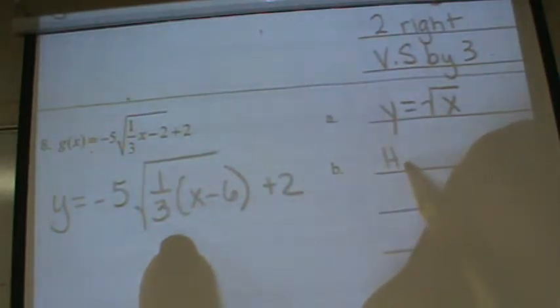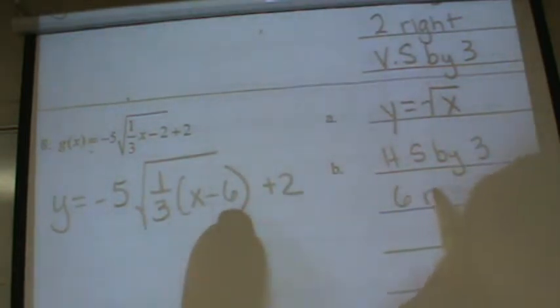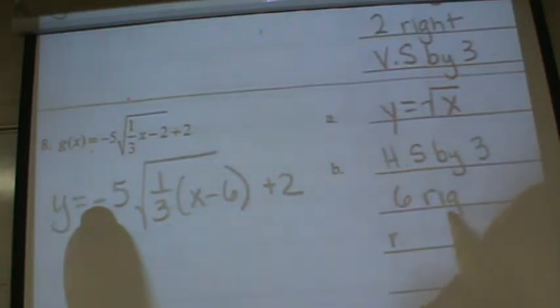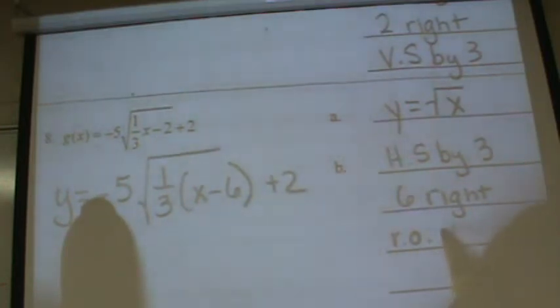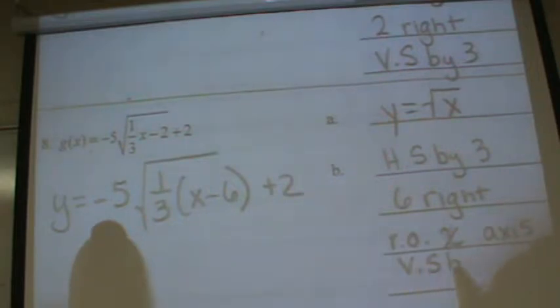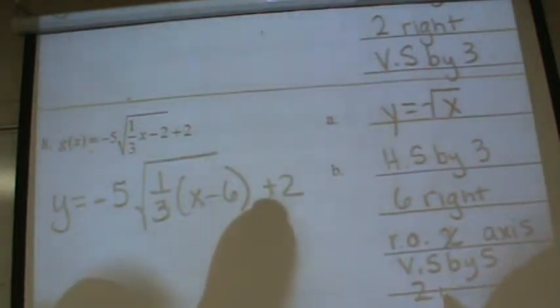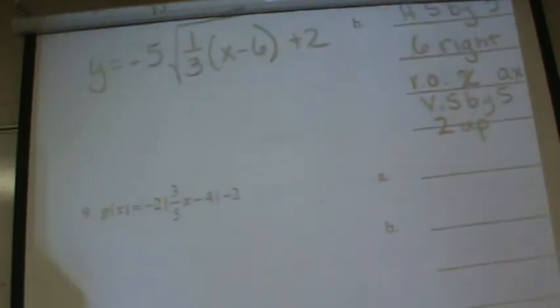This is a horizontal what? Stretch by 3. 6 to the right. Reflect over X-axis, sorry. This is a reflection over the X-axis. Vertical stretch by 5 and 2 up. Last one on this page.